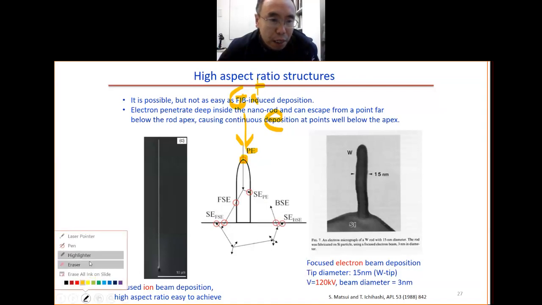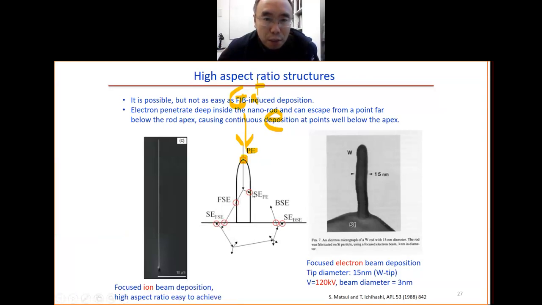There will be separation here. There will also be a separation here. So that means when you grow up, there will be lateral separation in those places. So in the end, it's more difficult to have this kind of very, very tall structure.